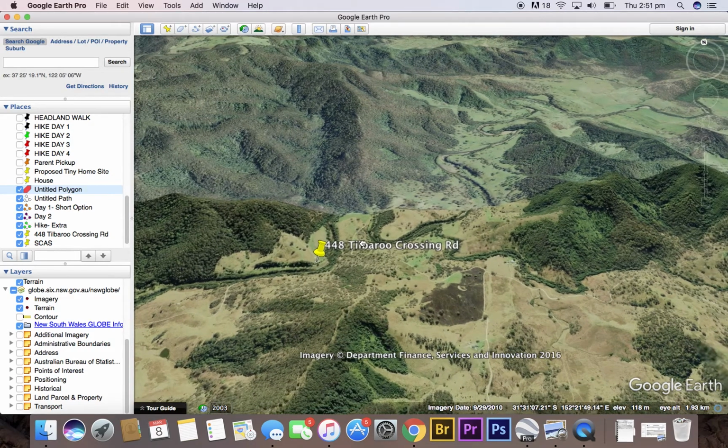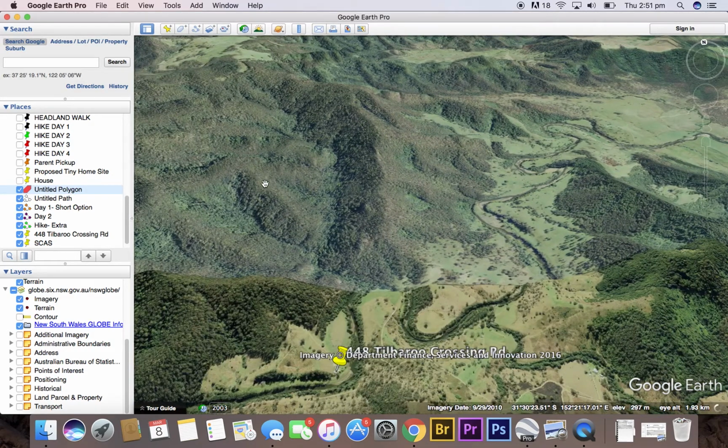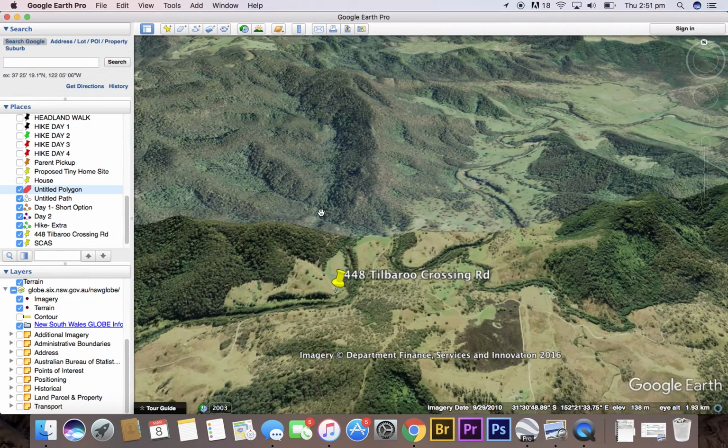So if a fire breaks out in the national park, what sort of measures need to be taken to protect people, landscapes and property at this location? Who would they contact? Where would they go? What would they do? Could they do anything? These are the sorts of questions you need to consider.